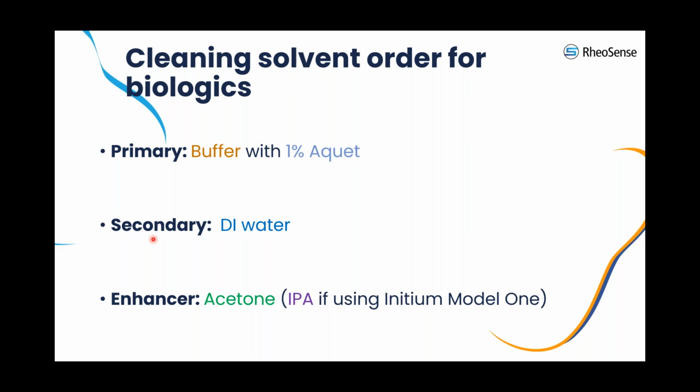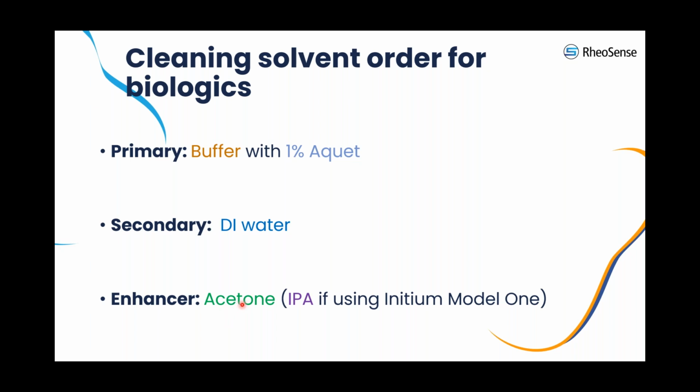The secondary solvent displaces the primary solvent, so because of this it should be compatible with the primary. And for biologics, we use DI water. Before, we used to recommend dilute aqua here, but now we put that aqua in the primary instead, and we recommend using water for the secondary. This improves the cleaning because this DI water is now more compatible with the next solvent, which is acetone, the enhancer. This solvent displaces the water, and it's volatile, so it helps with making the channel dry quickly.